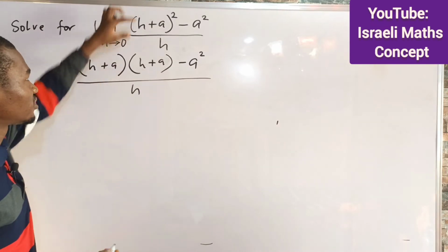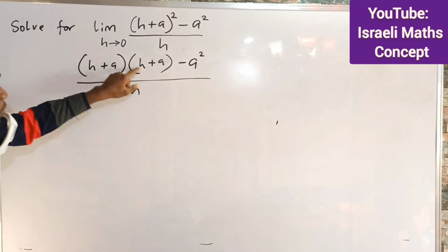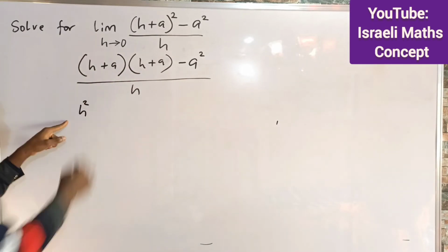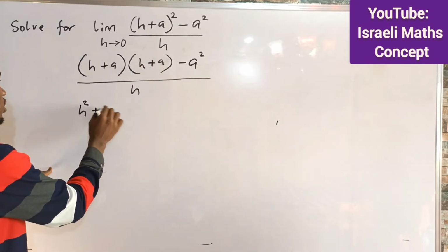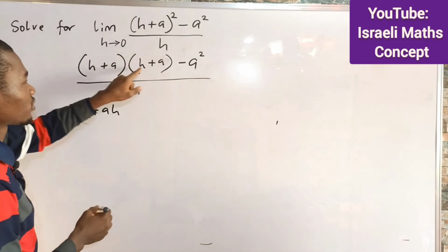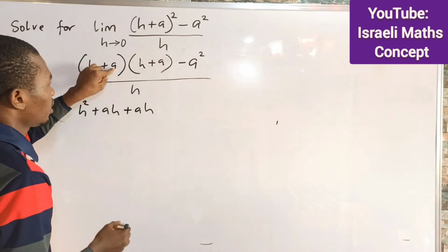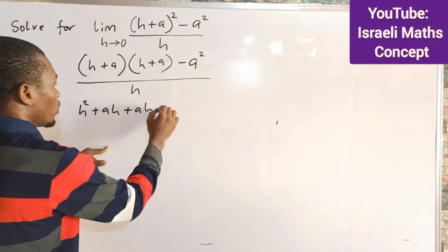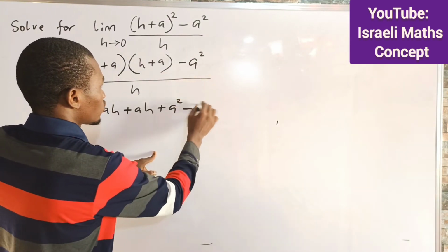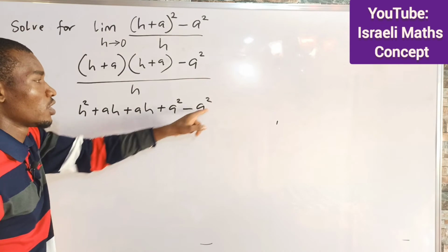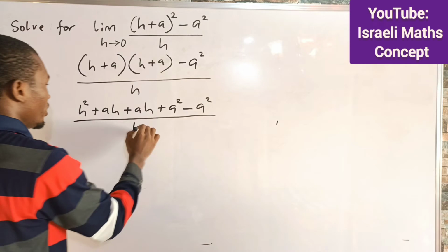But first of all, let's deal with this numerator and denominator respectively. Then h multiplied by h will give us h squared. We are trying to open up the bracket. Then h multiplied by a will give us plus ah. Then plus a multiplying h will give us plus ah. Then plus a multiplying plus a will give us plus a squared. Then remember we already have negative a squared here, such that we add it also as negative a raised to the power of 2. Then we divide by our h.